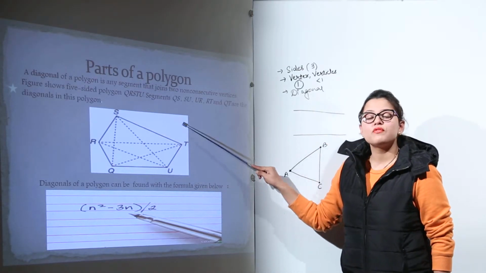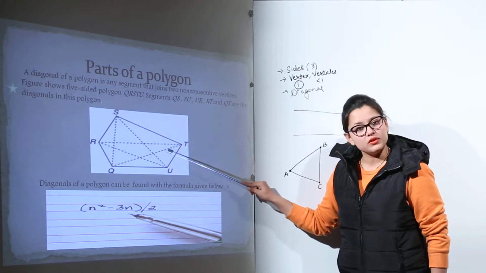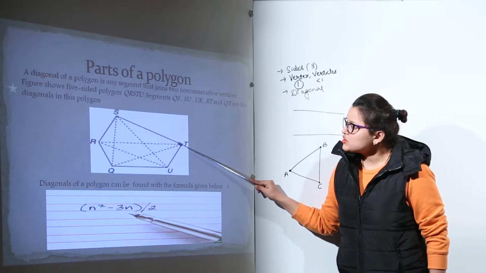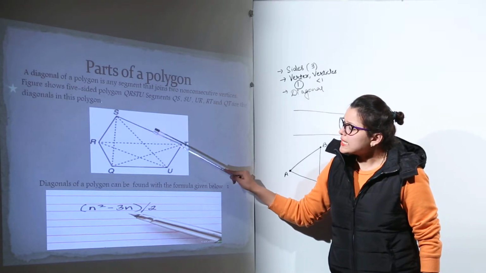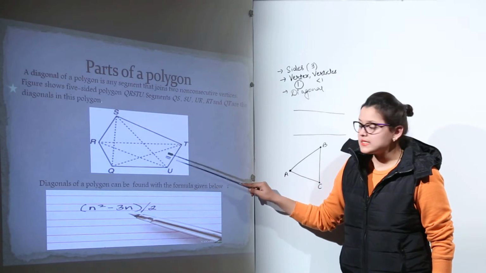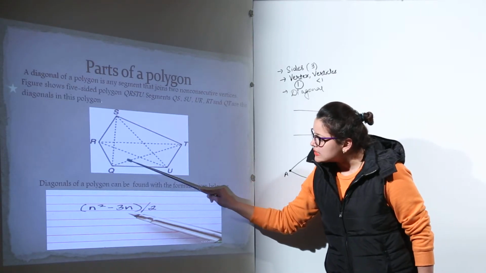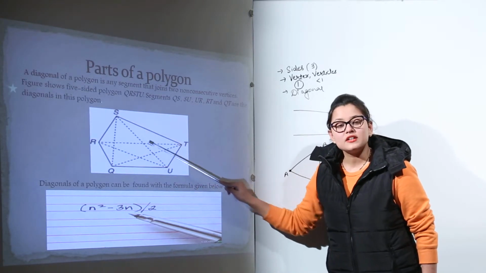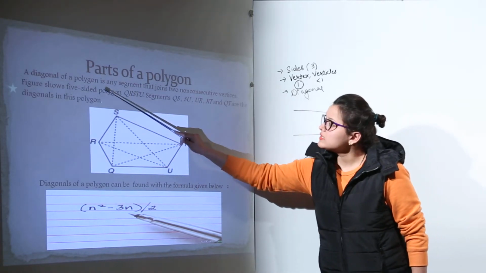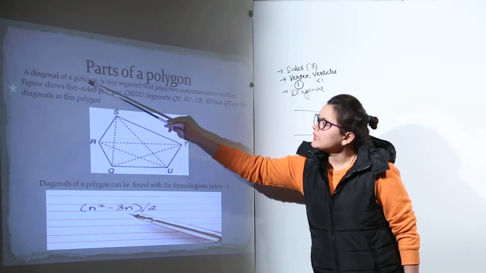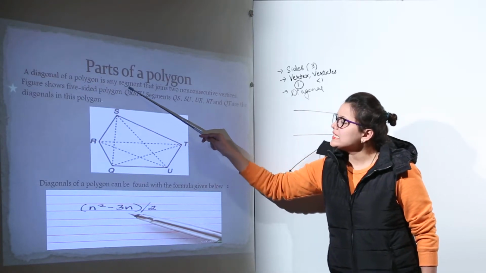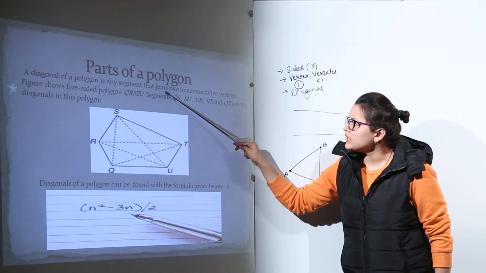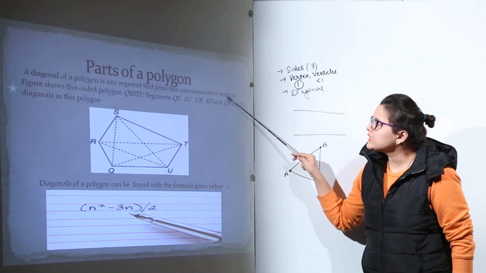So it has 5 sides and 5 vertices. Now we can check, is there anything else given in the figure? Yes, we have been seeing these dotted lines present in the figure. Now all these dotted lines are representing your diagonals. Now what are diagonals? Diagonals of a polygon is any segment that joins two non-consecutive vertices.